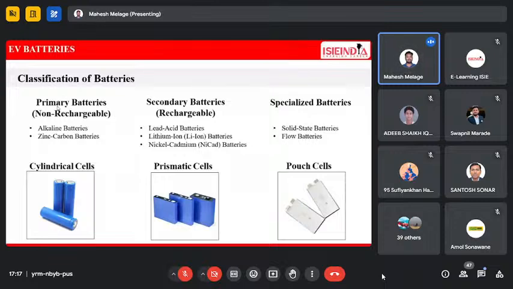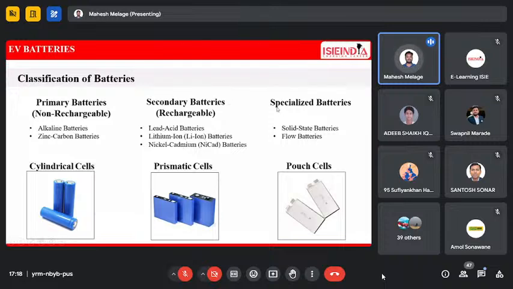batteries. Lead acid batteries are now commonly used in inverters. You can see most of the inverters use lead acid batteries. The batteries of IC engine two-wheelers and IC engine four-wheelers are also made as lead acid batteries. For pure electric vehicles, we can use lithium iron and nickel cadmium batteries.